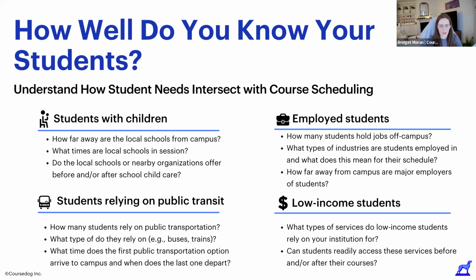Next, moving on to employed students. I know this rose to the top of our poll. Of course, they also have a lot of time constraints that they have to deal with when they're taking their classes. So I think it's really important for institutions to examine, what types of industries are their students working in? Who are the major employers in the industries in the local community? And what are typical hours of operation?